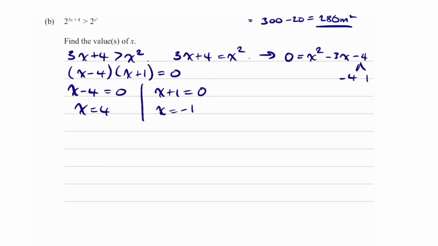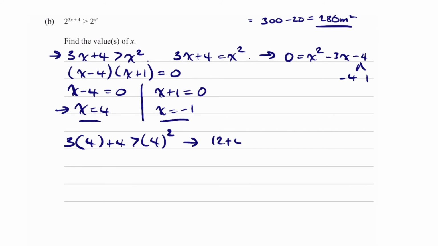So how do we solve for x using the inequalities? So we've got two values of x. We're going to plug it into our original inequality and see if the values hold. And depending on what happens, we're going to have some bounds for x, essentially. So let's plug in x equals 4 first. So 3 multiplied by 4 plus 4 is greater than 4 squared. Now let's simplify. 12 plus 4 is greater than 4 squared. 16 is greater than 16.